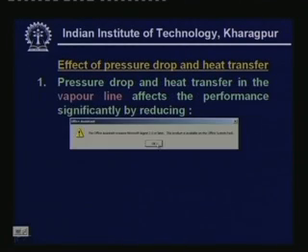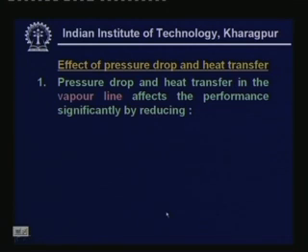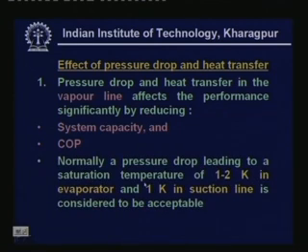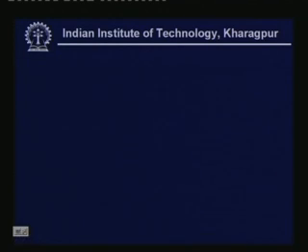Now the effect of pressure drop and heat transfer, let me discuss qualitatively. Pressure drop and heat transfer in the vapor line affects the performance significantly by reducing system capacity and COP. That means the vapor line design is very critical and you have to make sure that pressure drop is as small as possible. Normally a pressure drop leading to a saturation temperature drop of 1 to 2 Kelvin in the evaporator and 1 Kelvin in the suction line is considered to be acceptable. That means there are some standards: you have to design the evaporator in such a way that your delta P corresponds to a temperature drop of 1 to 2 degrees in the evaporator and 1 degree in the suction line.